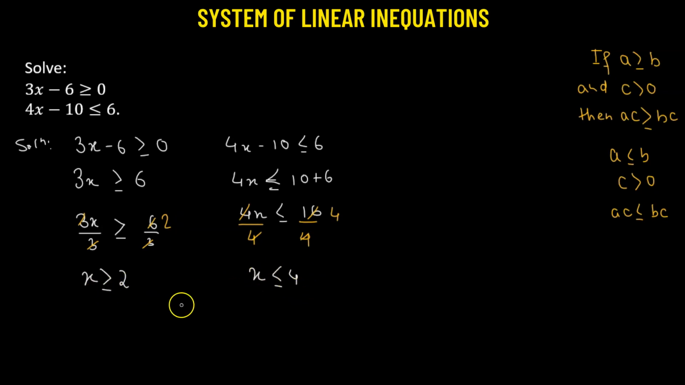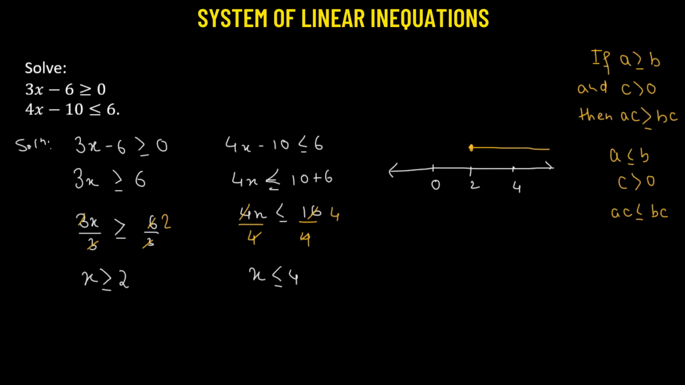Now we'll have to find a common solution that satisfies both the linear inequalities. To do that, all we have to do is sketch a number line. On this number line, we're going to consider the points 2 and 4. From the first linear inequality, we have x greater than or equal to 2. So that means we have to consider all the values of x, including 2, and values of x greater than 2. That means the solution is going to lie to the right hand side of x equals 2.